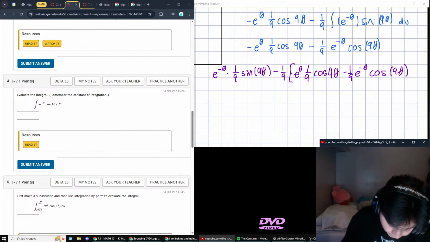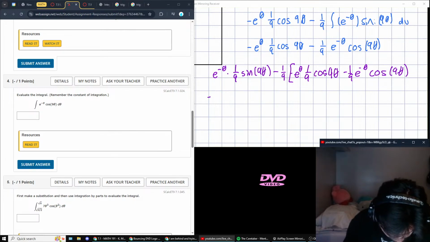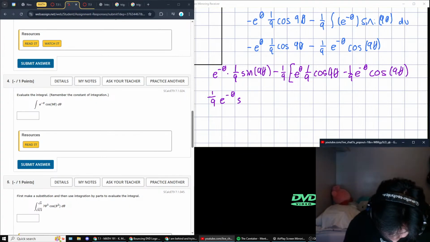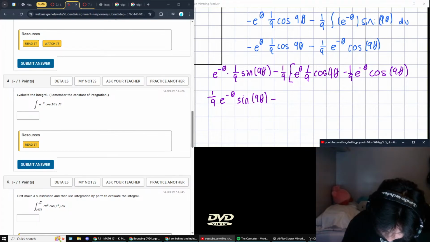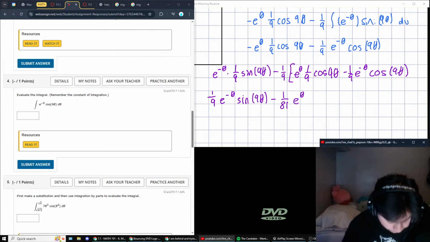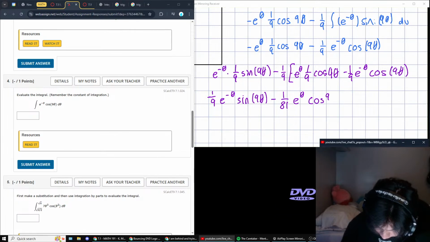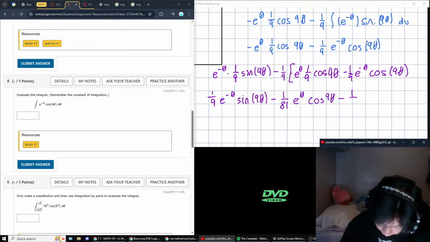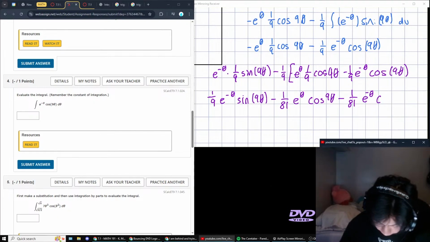Okay, and then I just distribute, so then I have e negative 9 times 1 over... I'll write this all together actually. 1 over 9 e negative theta sine 9 theta minus 1 over 81 e theta cosine 9 theta minus 1 over 81 negative theta cosine theta.